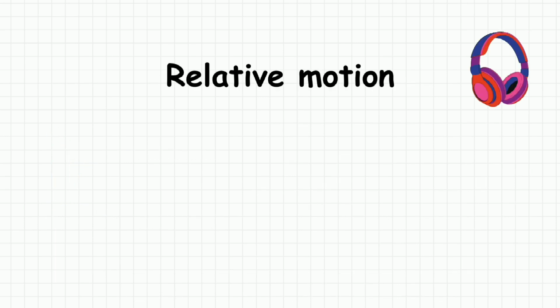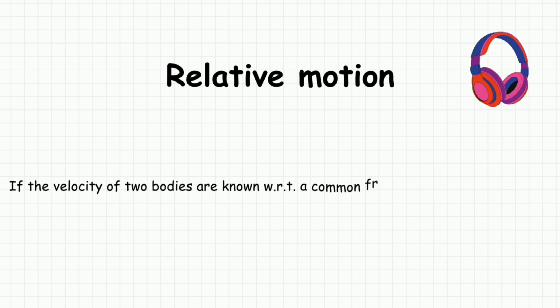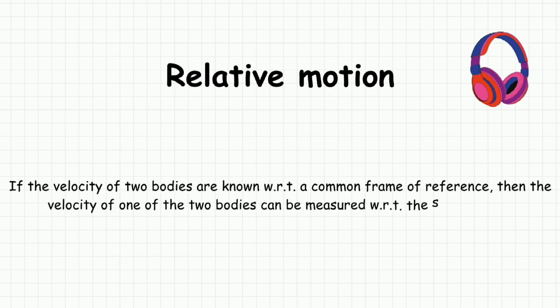Relative motion. If the velocities of two bodies are known with respect to a common frame of reference, then the velocity of one of the two bodies can be measured with respect to the second body.